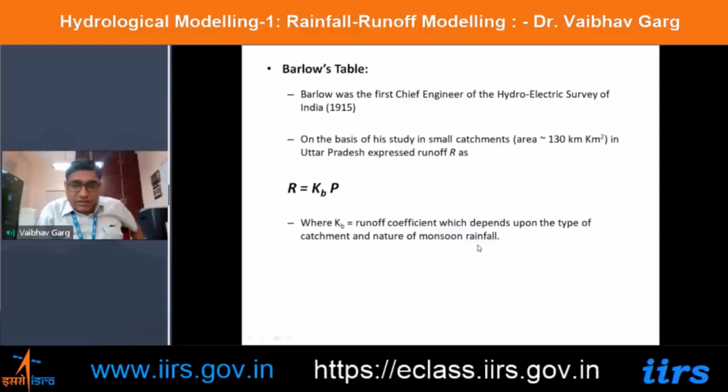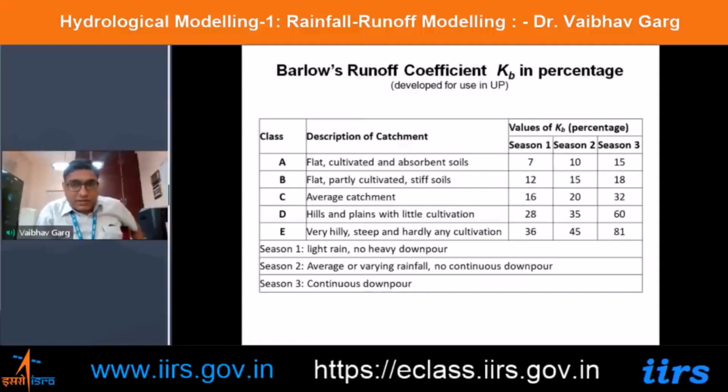So this is how he has developed the relationship for the watersheds in Uttar Pradesh. So the Barlow's runoff coefficient KB in percent is given here. If your land use type is like this, or belongs to class A, B, C, D, then you can choose the KB accordingly.